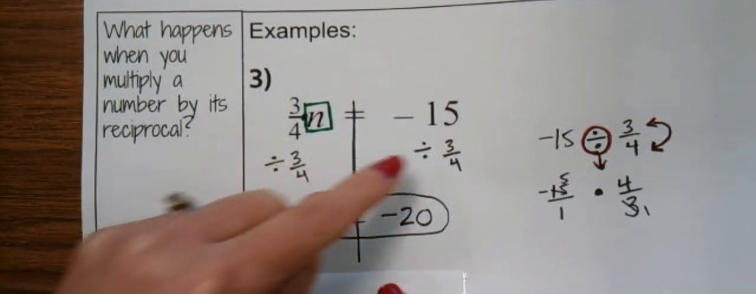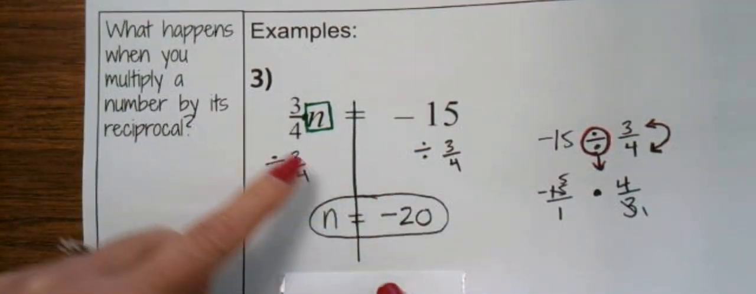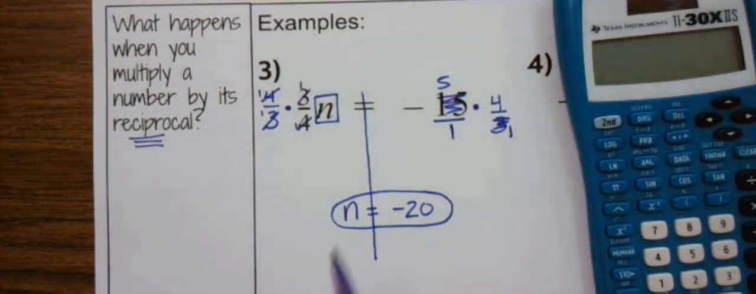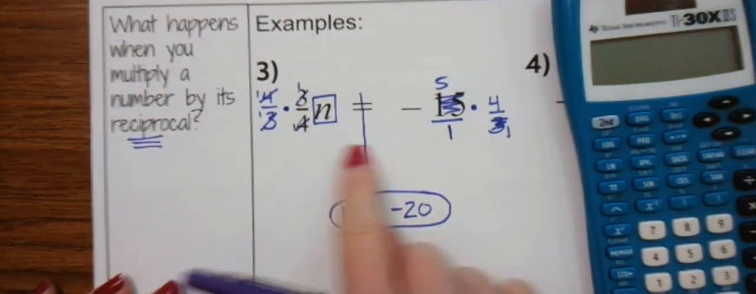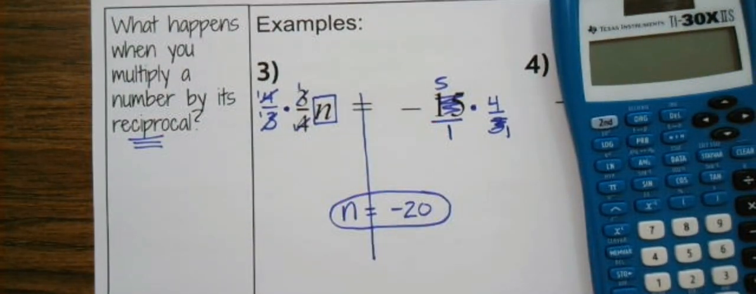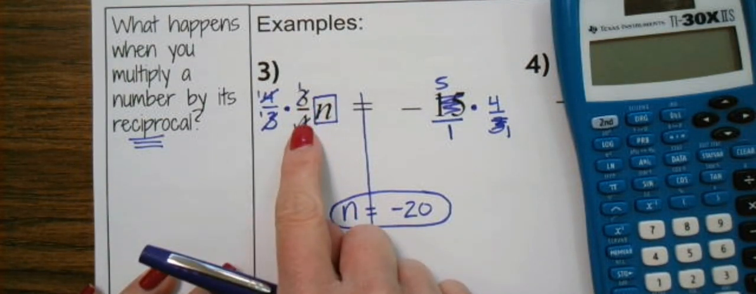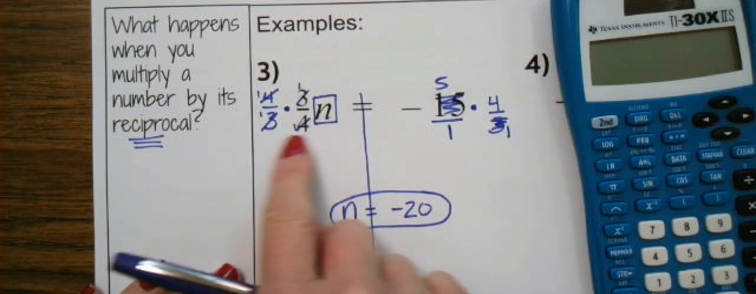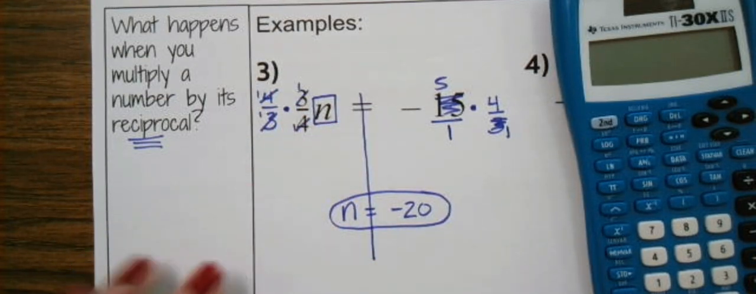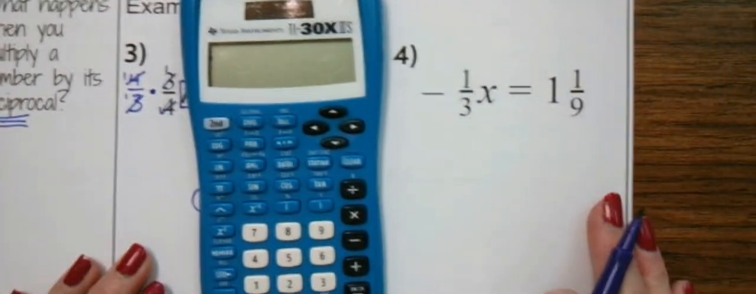But instead of dividing by 3/4, I just went right ahead and I multiplied by the reciprocal. Okay, this is what we need to be able to do in 8th grade algebra, so we're practicing now. All right, so anytime I see a fraction attached to the variable, I can use the reciprocal to undo it. All right, let's go ahead and do number 4.